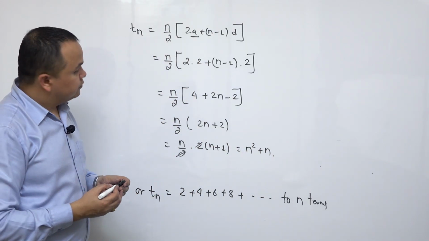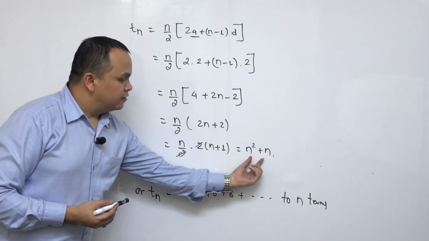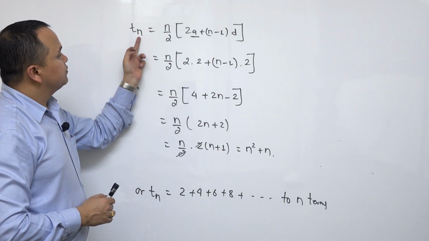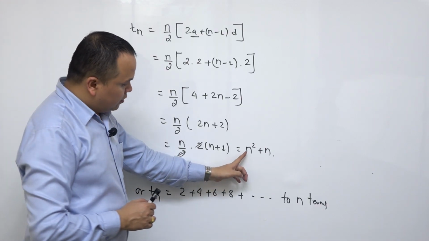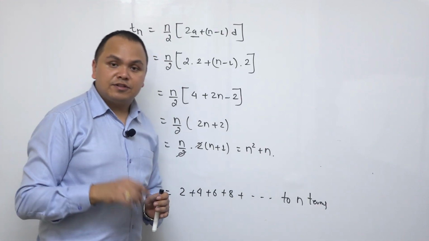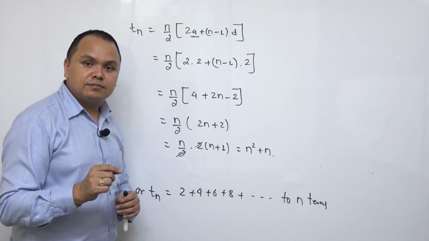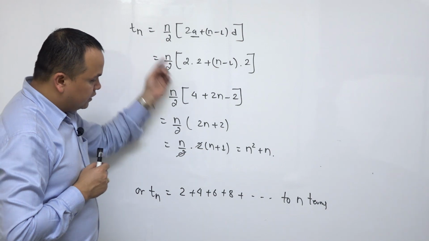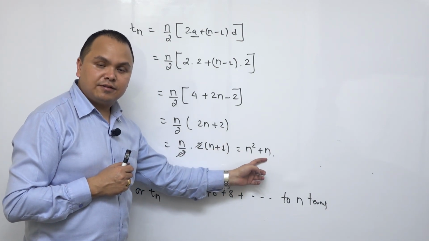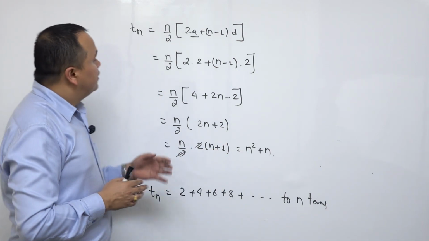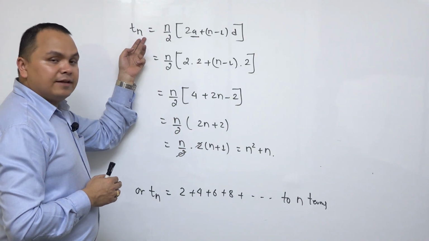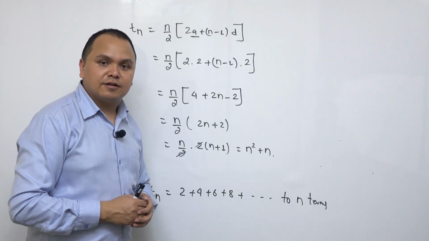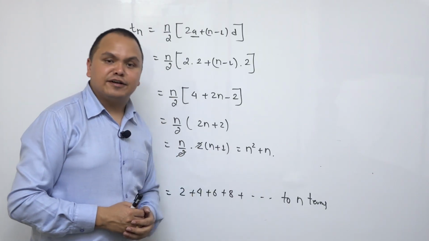In both methods, we have Tn is n square plus n. If we put n is equal to 1, then it gives 1 square plus 1, which is 2, which is our first term. Similarly, if we put n is equal to 2, then 2 square plus 2, which is 6, which is our second term. And if we put n is equal to 3, then 3 square plus 3, which is 12, which is our third term. So our Tn is 100% correct.